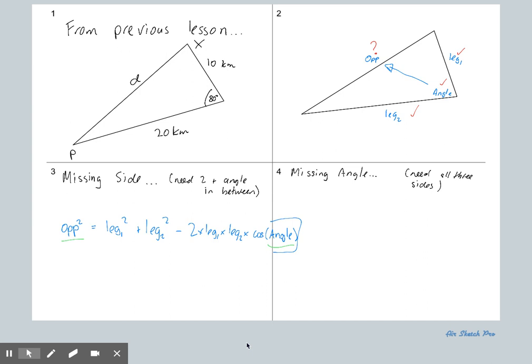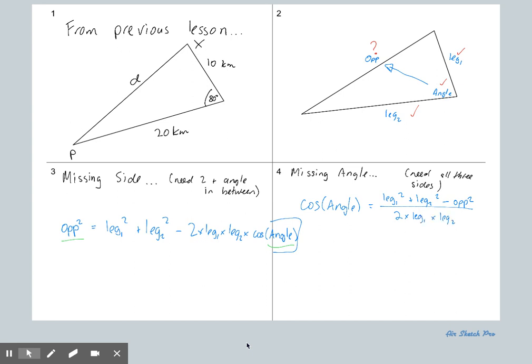We've got the cosine of the angle is equal to the square of the first leg, the square of the second leg, minus the opposite squared, all over 2 times leg 1 times leg 2.